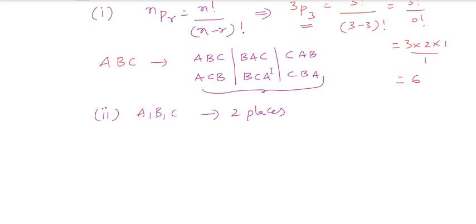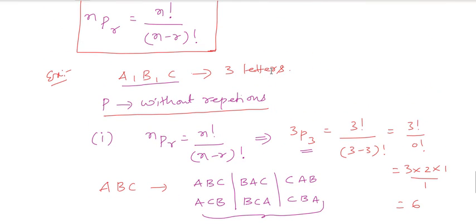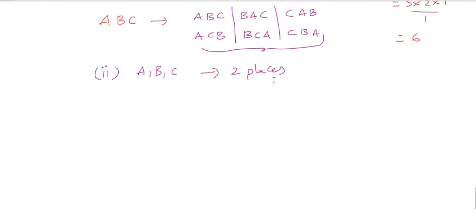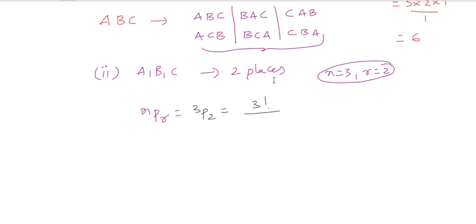In the earlier case, n value is 3 and r value is also 3, which I directly took there. Now in this case the value of n is 3, but r will be 2. How will we do it? What is nPr? 3P2, which is equivalent to 3 factorial divided by (3 minus 2) factorial, which is 3 factorial by 1 factorial. Again, which is nothing but 6 places.